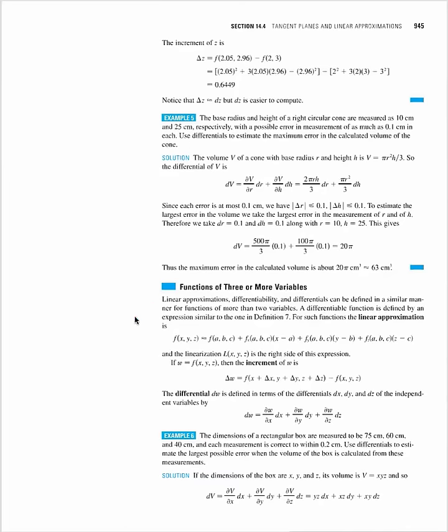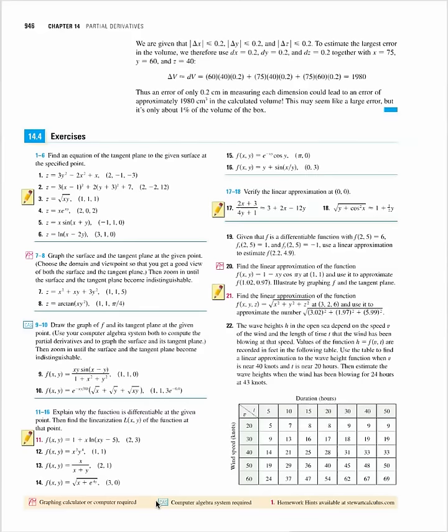Your book then talks about functions of 3 or more variables. There is really no difference between what's going on here and what was going on with 2 variables. Example 6 is a really great example, and you should pay close attention. And that ties together these 2 sections.